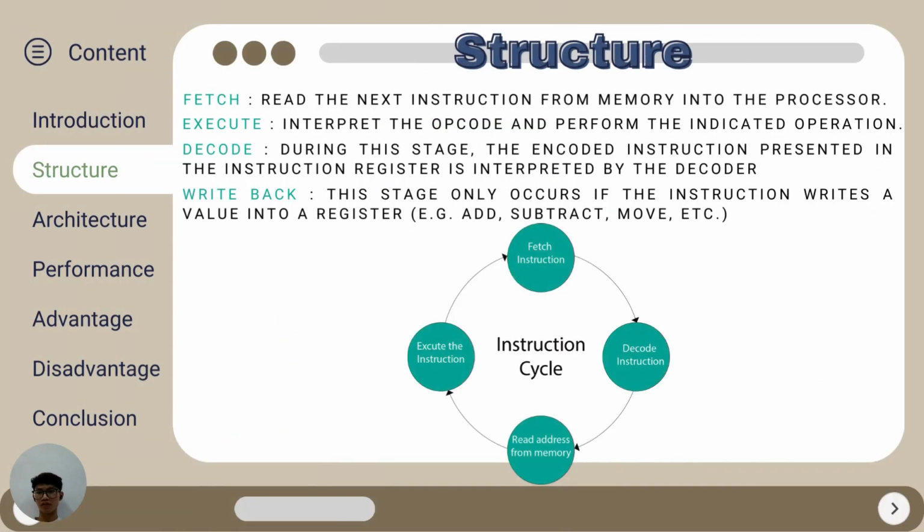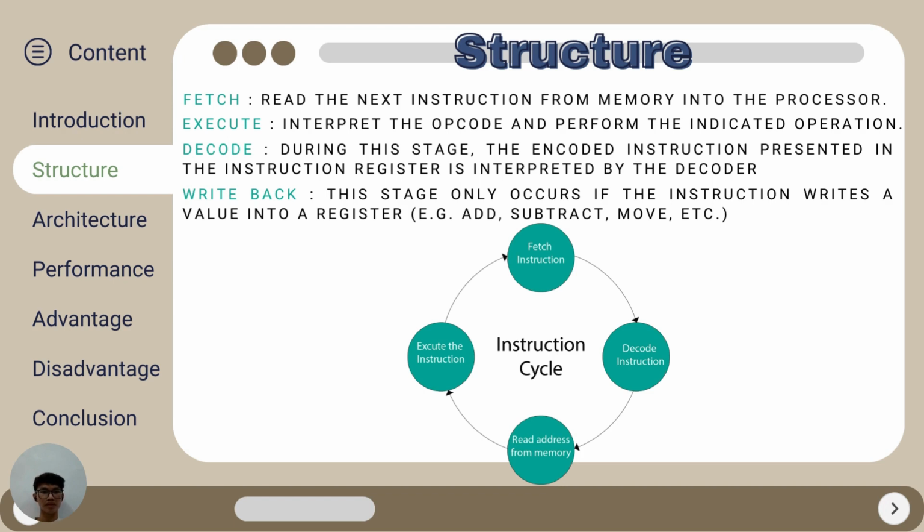Continue to the part of structure. The instruction cycle is the basic operation of the CPU that consists of 4 steps. The first step is fetch. Read the next instruction from the memory into the processor. And the second step is execute. Interpret the opcode and perform the indicated operation.